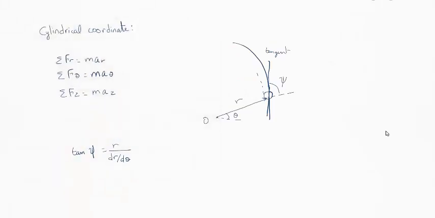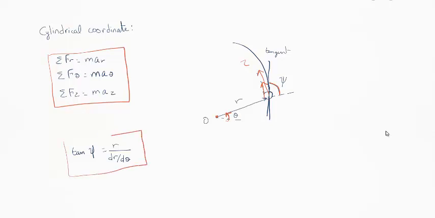Next we're going to do cylindrical coordinates. So we have r, theta, and z that I have shown here. So r is from the origin to the particle. Theta is in the theta direction, which is perpendicular to r, and that's the tangent. And z is upwards. So we have here an angle which is from r to the tangent. Now to get that angle, we have tangent psi equals r over dr/d theta.